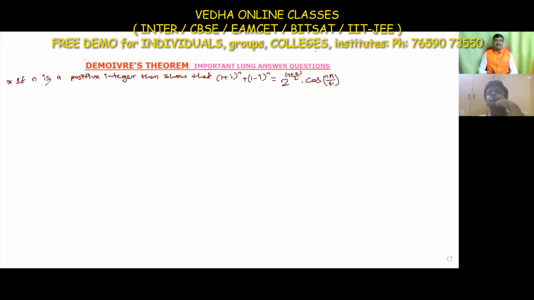If n is a positive integer, then show that (1 + i)^n + (1 − i)^n = 2^(n/2 + 1) cos(nπ/4). This is the given question. In this, first check the complex numbers: 1 + i and 1 − i are complex numbers.